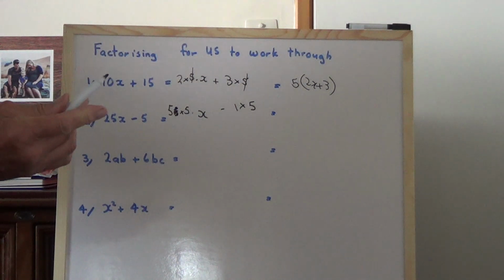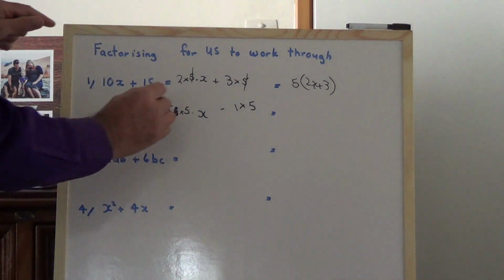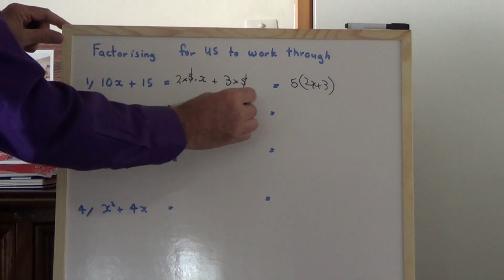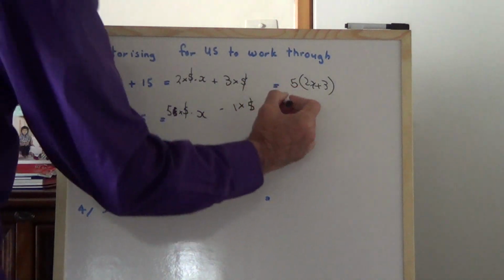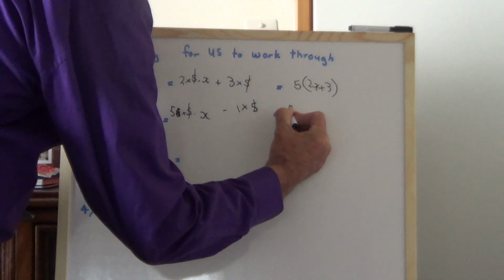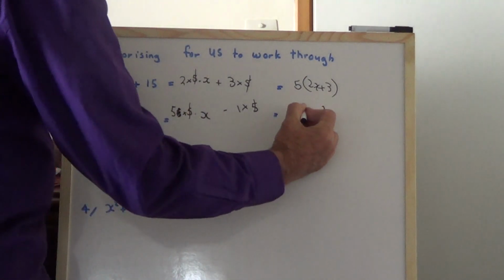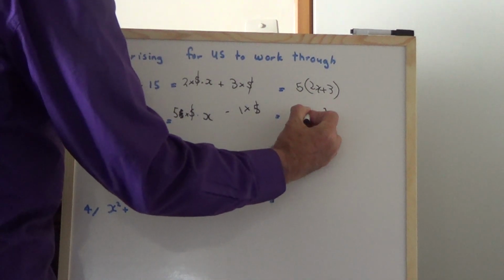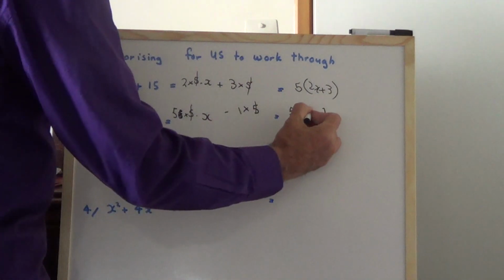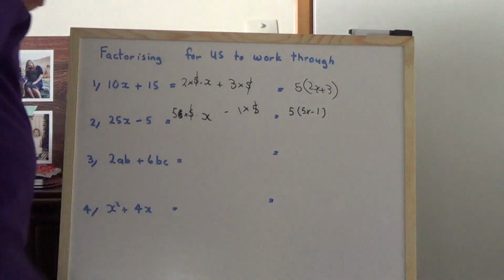Okay. Now we've got a common factor of 5. So I'll cross that 5 out, I'll cross that 5 out, and I'll put the 5 here in front of the bracket. What have we got left? We've got 5x there, we've got the takeaway sign there, and the 1. That's that answer.